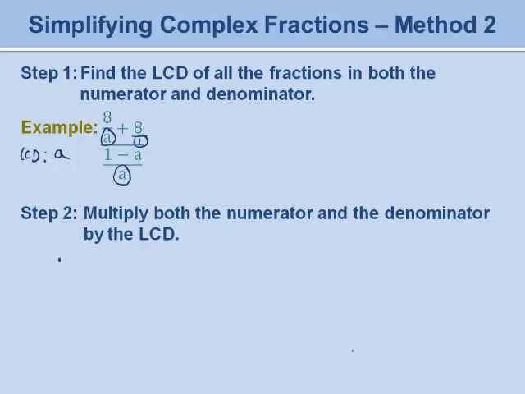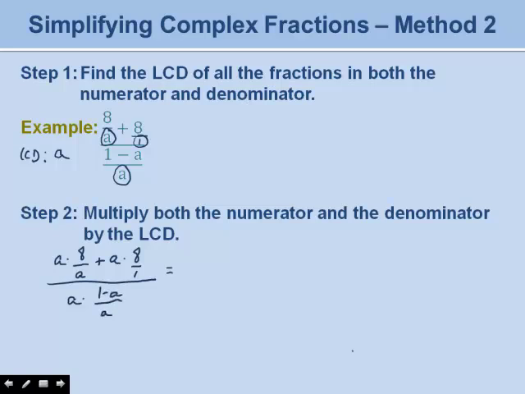In the numerator, since we have two different rational expressions, we have to multiply the a by both. This is a lot like what we do when we're clearing fractions. So we have the a times the 8 over a, and the a times the 8 over 1. And in the denominator, the a times the 1 minus a over a.